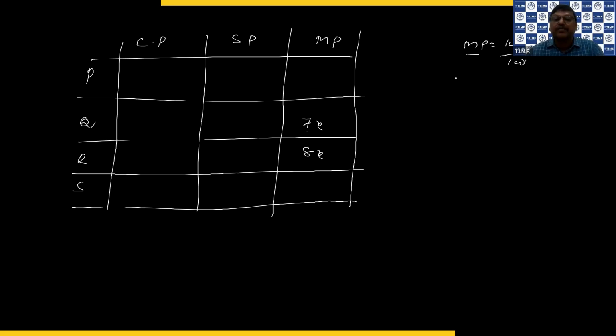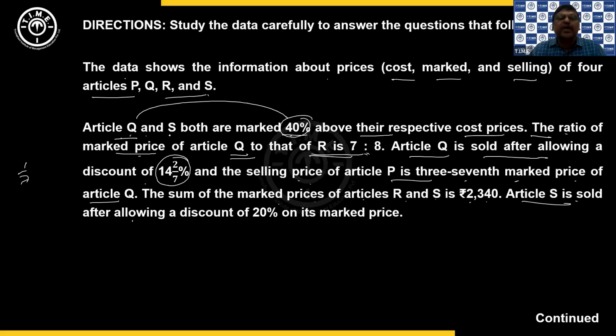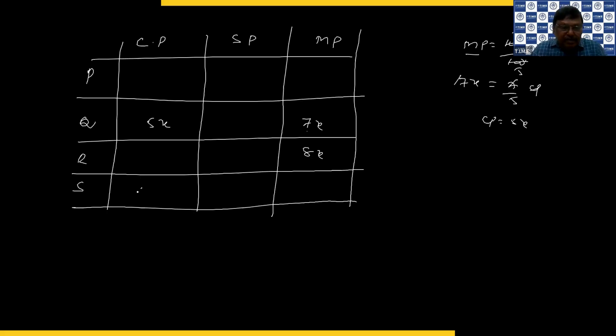Here, market price is 140% of cost price. But what is the market price of Q? 7x is equal to 7/5 times the cost price, so 7 gets cancelled and cost price is 5x. Similarly, students, not only Q, even S also is marked 40% above the cost price. So let me take this also, for some 5y, because Q and S cost prices are not equal.